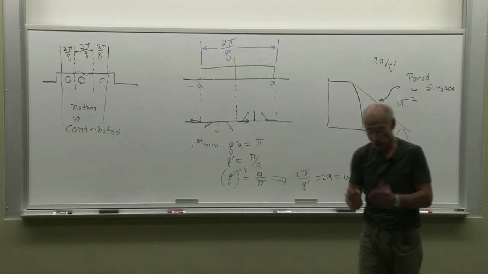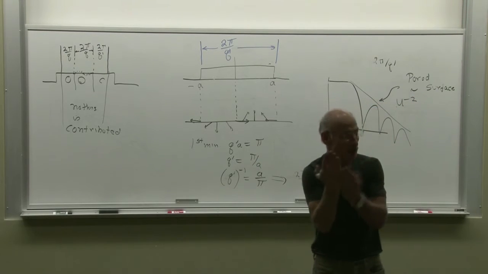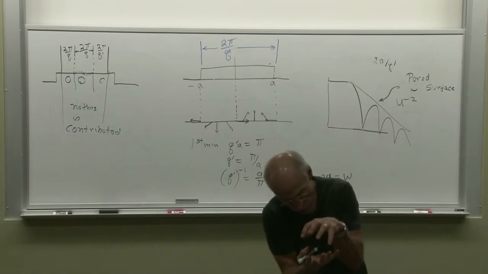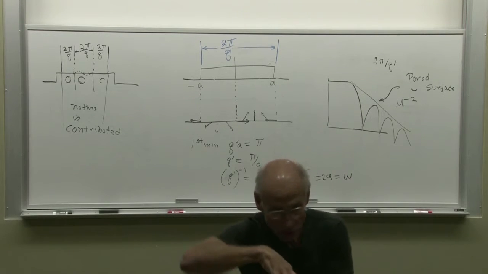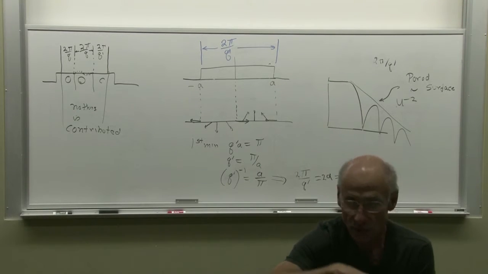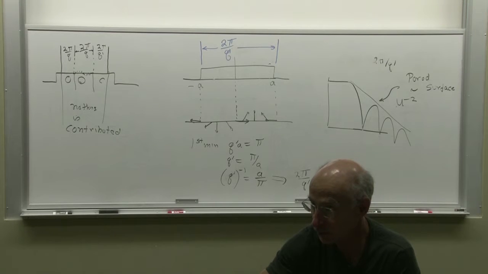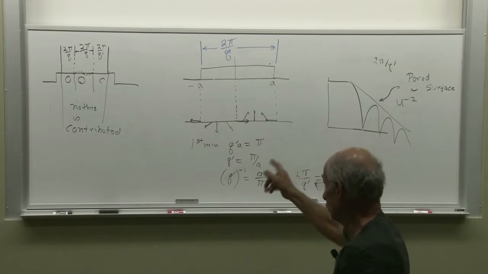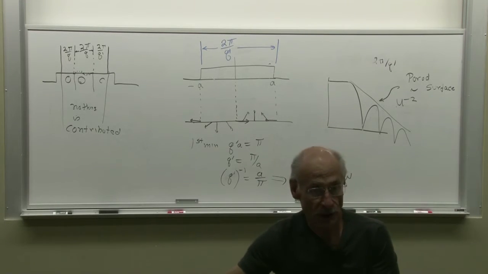Now with my slit, of course, the surface is just the edges of the slit. But when we get to a sphere, it's going to be the surface of the sphere. And I'm trying to lay a foundation. Okay? Porod doesn't do this 2 pi over q prime stuff that I'm doing.